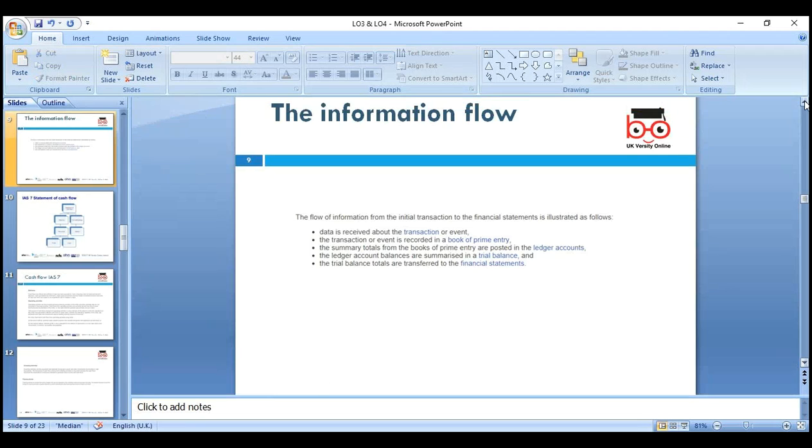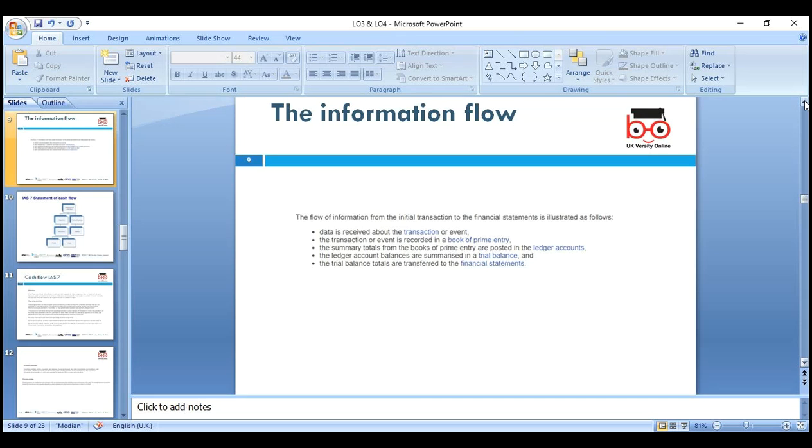So why do we need information, what is the purpose, and how does information flow? First of all, the flow of information in accounting goes from the initial transaction to the financial statements. The data received about the transactions is relevant, and the transactions or events are recorded in the books of prime entry, like the purchase day book and the sales day book. Then we summarize the totals from the books of prime entry and post them into the ledgers. For each ledger we post the final balances, and from the ledger balances we can summarize to the trial balance. The trial balance should have both debit and credit sides agree.